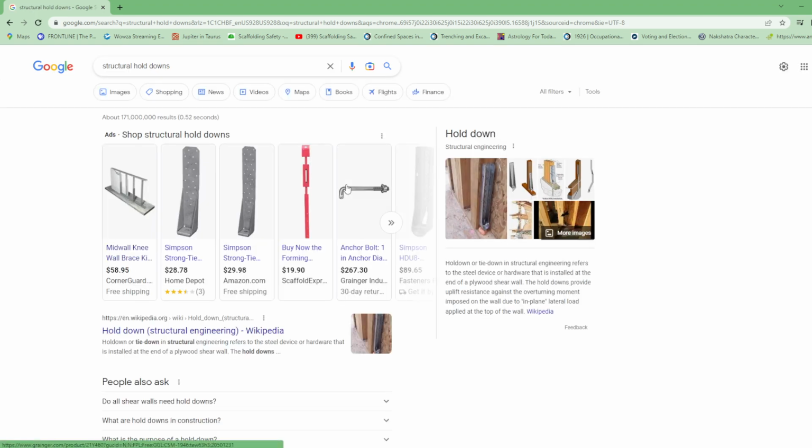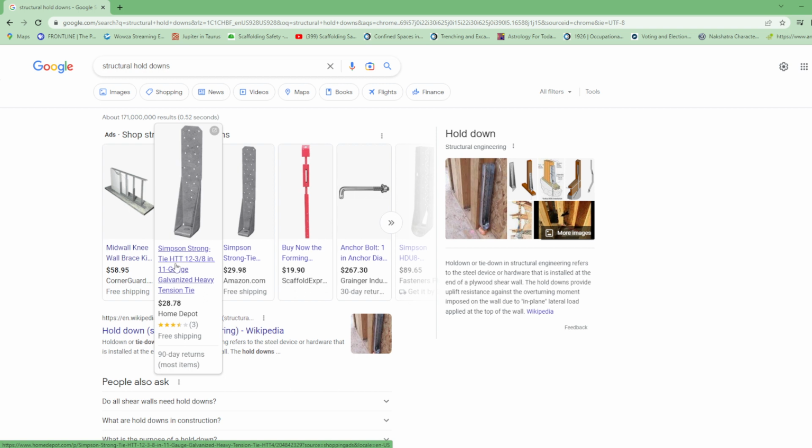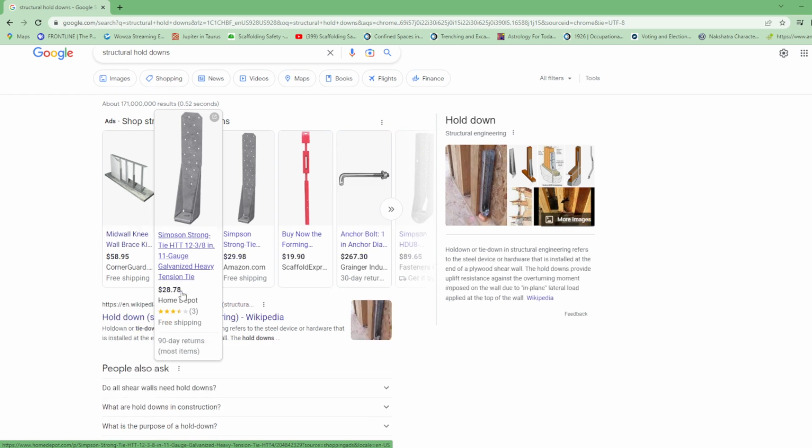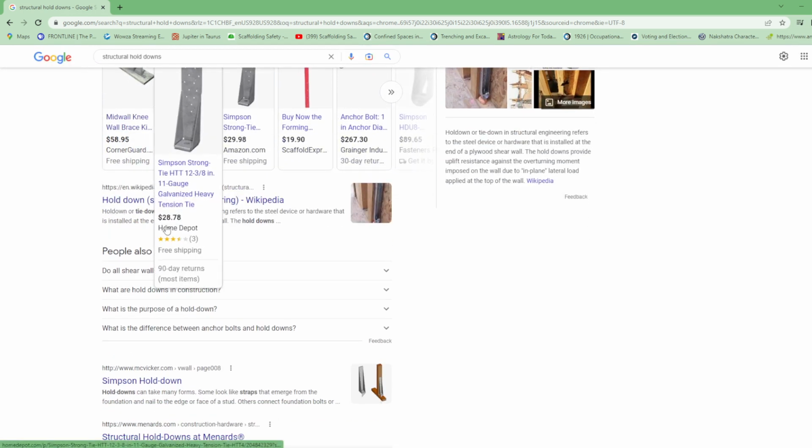All right. So something like this right here, that's a big one. You know how I was saying a staple? That's a big one. Simpson Strong-Tie, and ours are all Hiltis. Simpson, Hilti ties, whatever. Heavy tension tie. Okay, so that's how much they are each. Well, they're different sizes, right?